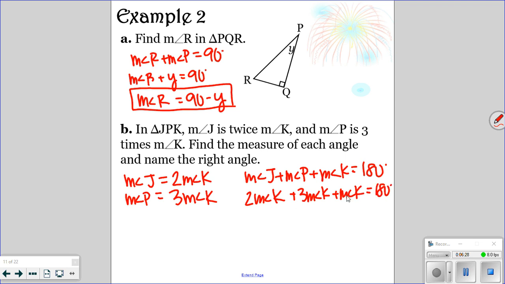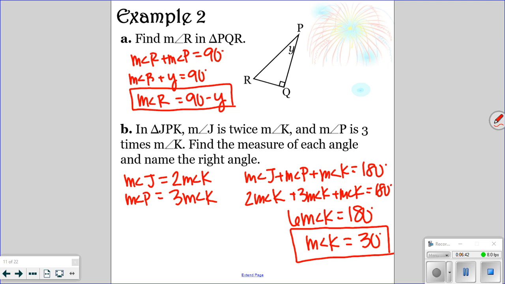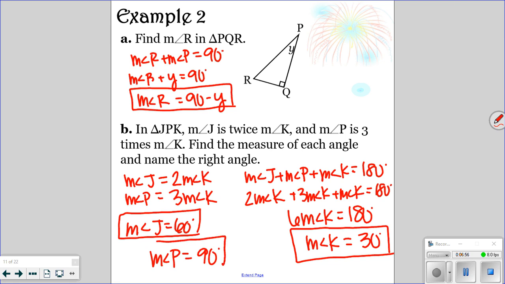So 2 plus 3 plus 1 would be 6 times the measure of angle K equals 180, and then divide by 6. So the measure of angle K is going to equal 30 degrees. And then we can plug that in over here. So 2 times 30 would be 60 for the measure of angle J. And then 3 times 30 would be 90. So that would be the measure of angle P.